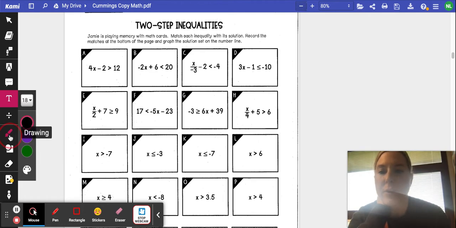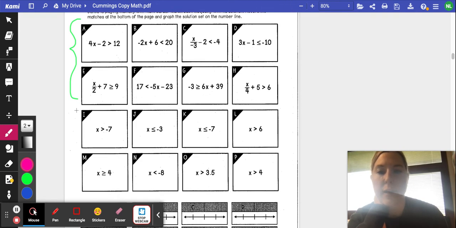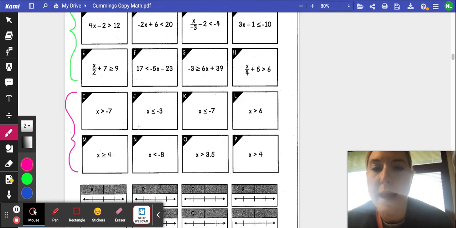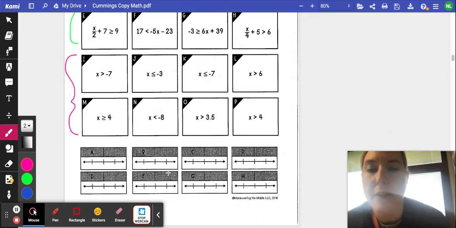So basically, when you're looking at this, there are two different sets of cards. Here are the two-step inequalities, the top row and the second row. And here are the answer cards that go with them, the third row and the fourth row. The only problem solving that we're doing is on these first two rows. Then we're matching them to a card in the third and fourth row, and then we're plotting the points on the graphs below.